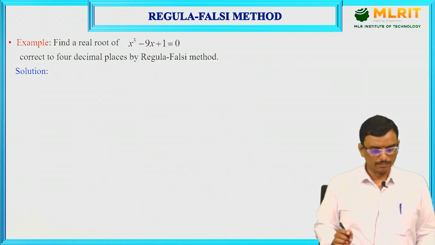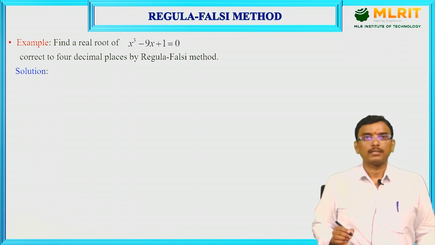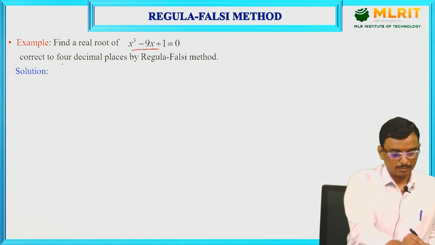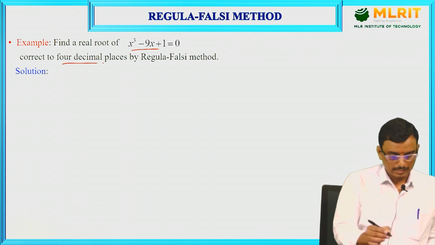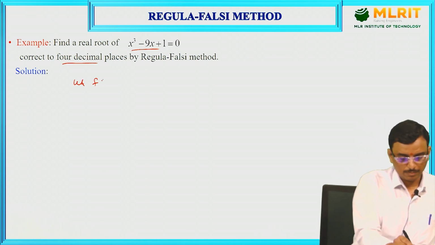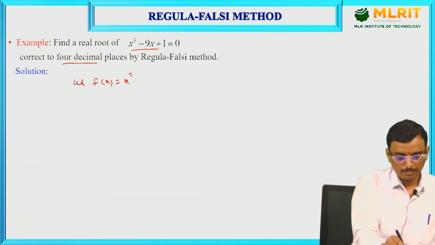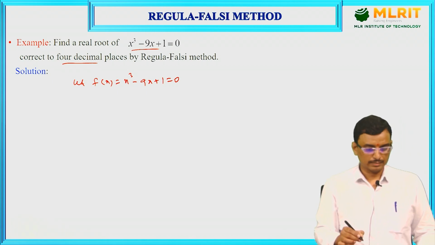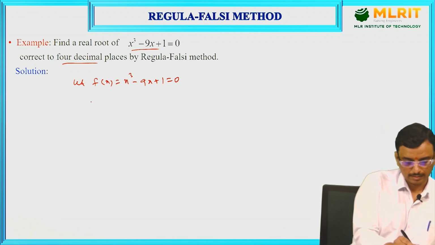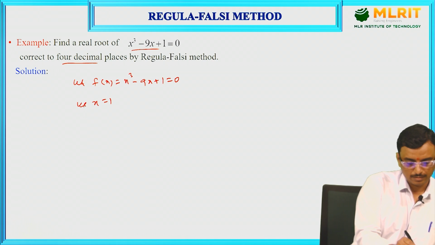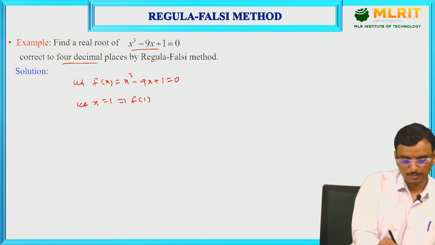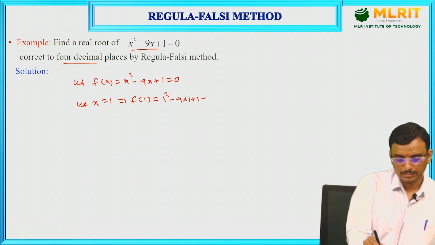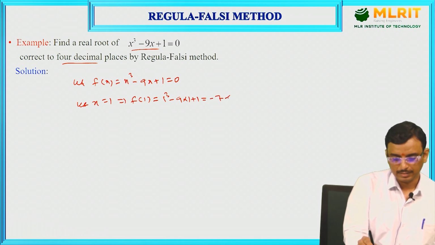Now we will see an example of the regula falsi method. Find a real root of the equation x³ − 9x + 1 = 0, correct to 4 decimal places. Let f(x) = x³ − 9x + 1 = 0. Now we have to take the initial guesses. Here the interval is not given, so I am taking x = 1. Which implies that f(1) = 1³ − 9·1 + 1, so this is equal to −7, which is less than 0.